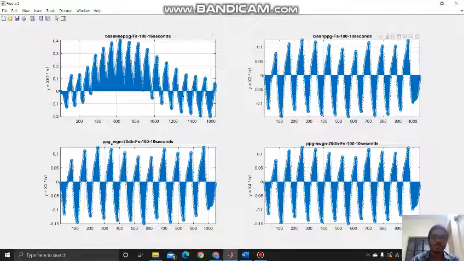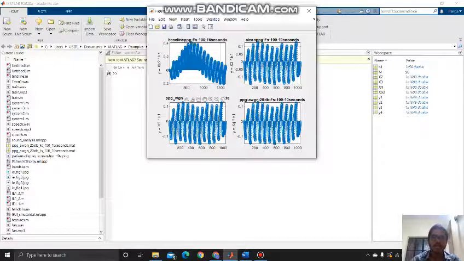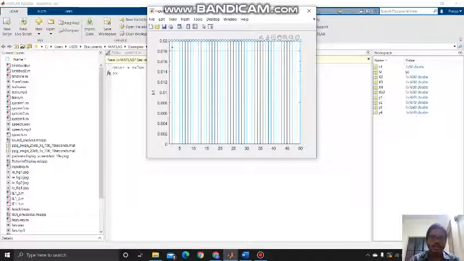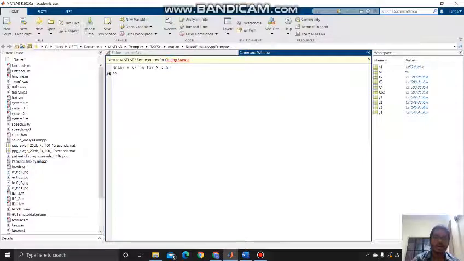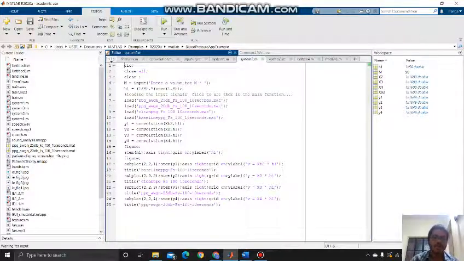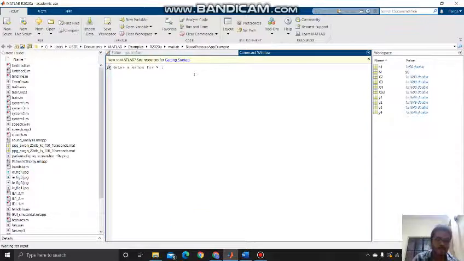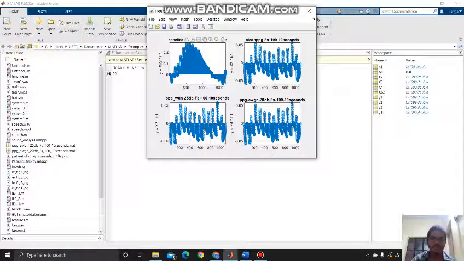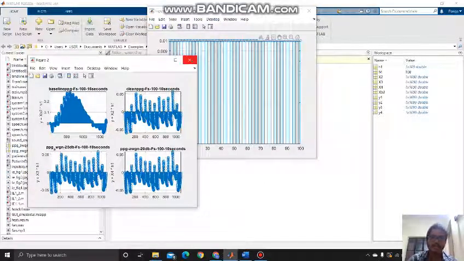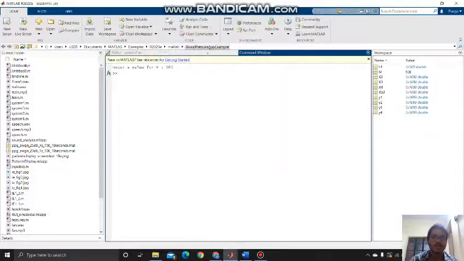Here also you can see that the low frequencies are passed. So we can say that system 2 is also a low pass filter, and this is the impulse response for m equals 50. Let's see for m equals 100, these are the four outputs for the signals given, and this is the impulse response for m equals 100.